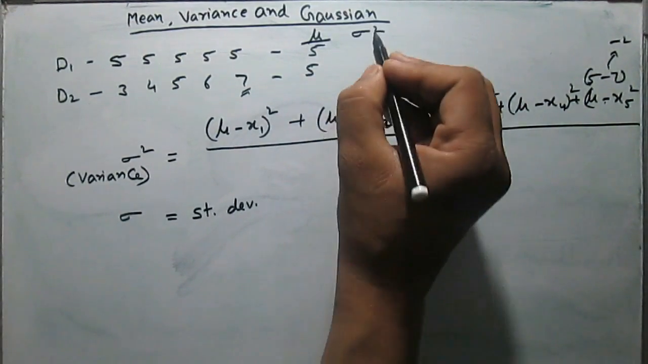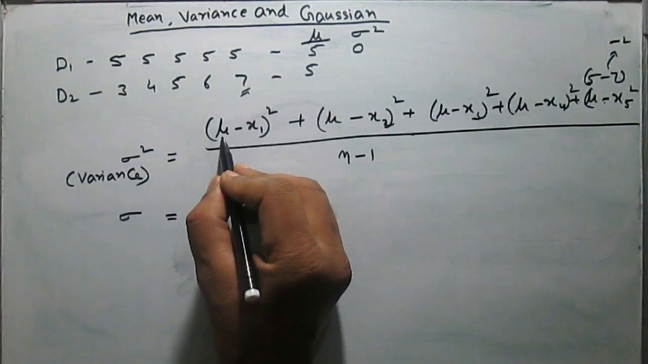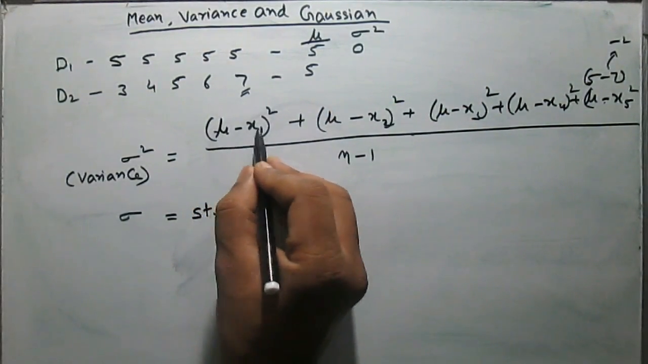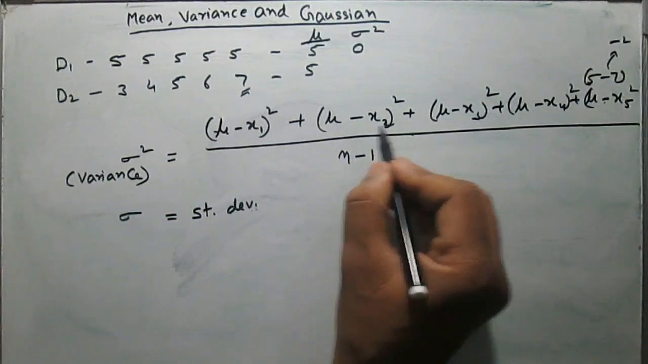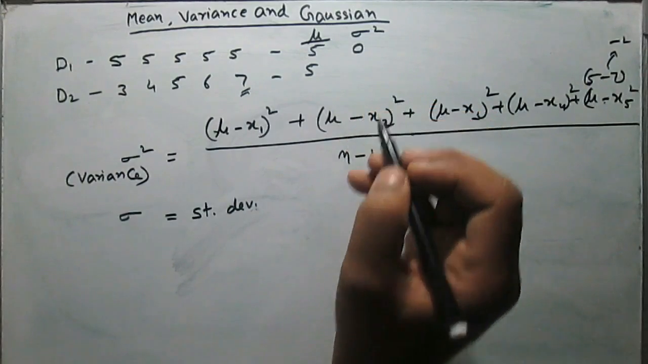Clearly we can see that sigma square for data set D1 is 0. All these quantities will be 0. Mu is 5, x1 is 5, mu is 5, x2 is 5. All values will become 0. Hence the variance will also be 0.